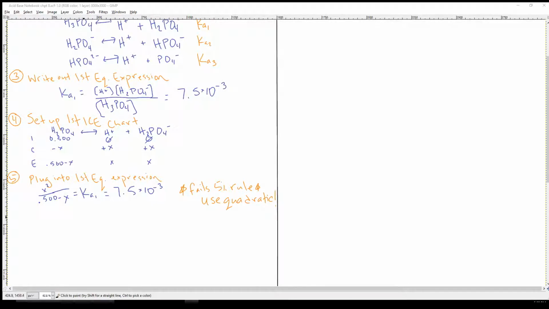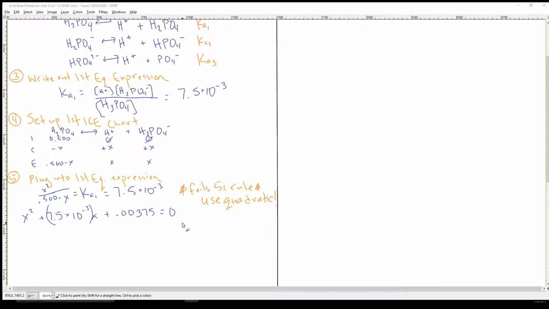Okay, so if I were to rearrange this, I would end up with x squared plus 7.5 times 10 to the negative third x plus 0.00375.